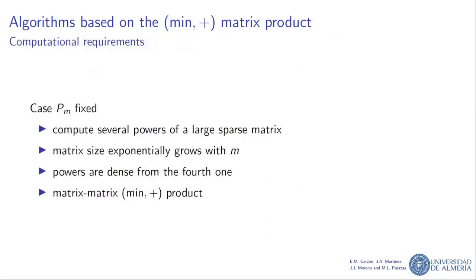And what about the other point of view? If the path is fixed, then we have to compute powers of a large sparse matrix. In this case, also the matrix size exponentially grows with n, and again this is the reason why we have to consider just cases of n small enough. As I said, the matrix is sparse, however the powers are dense from the fourth one, and we have to compute the min-plus product of two matrices.